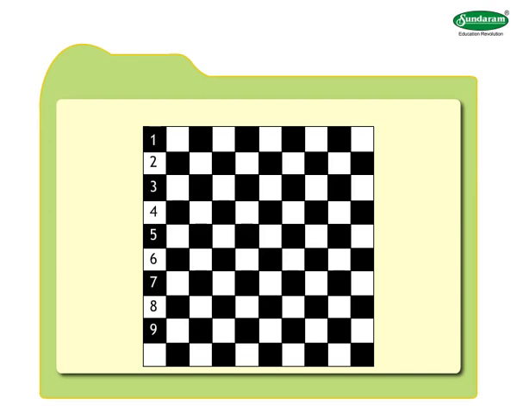After 9, we count the first two-digit number 10 as 1, 0, that is 10. 11 is read as 1, 1, 11. 12 is read as 1, 2, 12. 13 is read as 1, 3, 13. 14 is read as 1, 4, 14. 15 is read as 1, 5, 15.